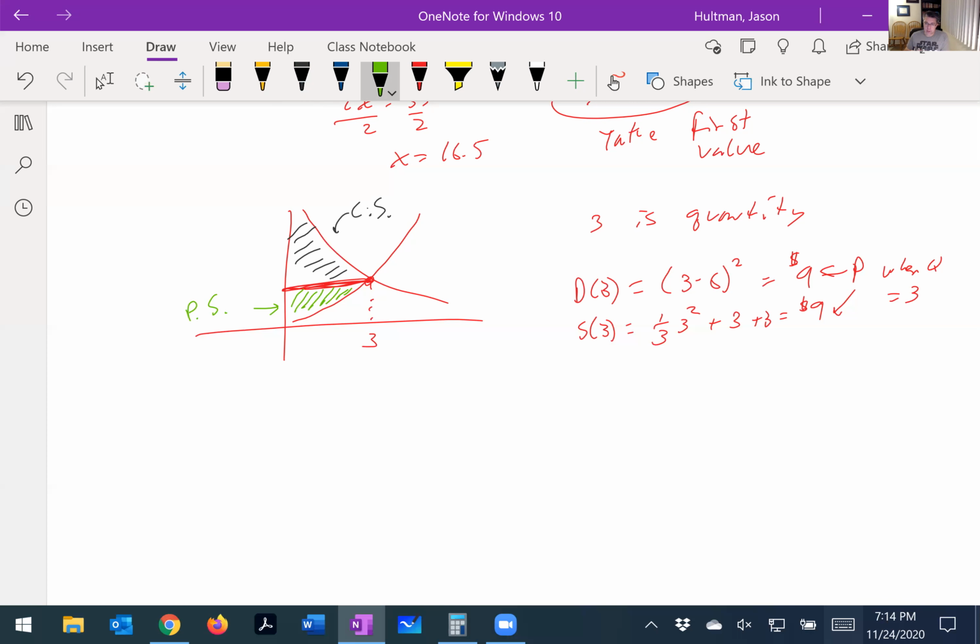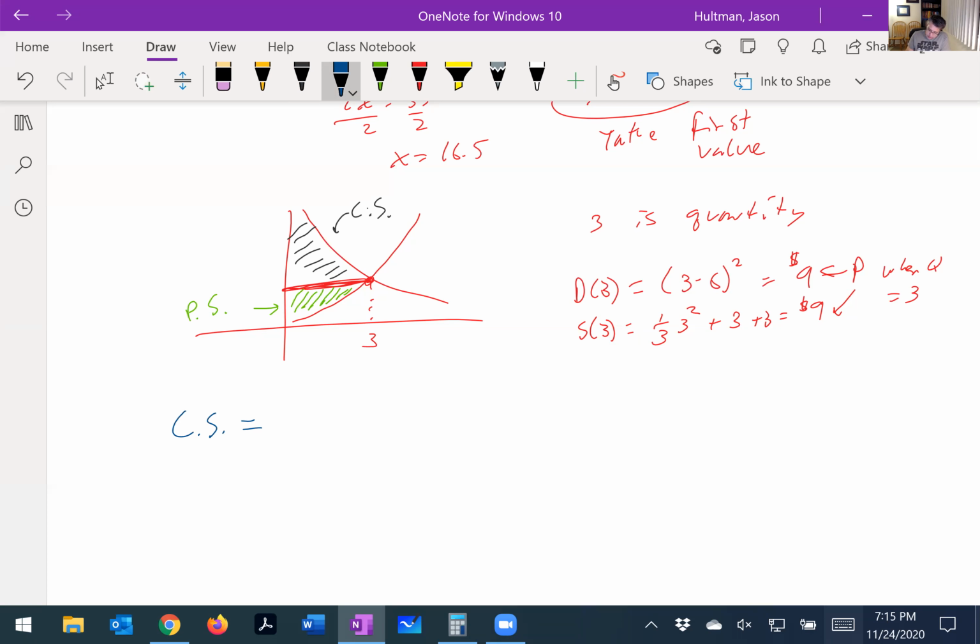And so the producer is making more, the consumer is paying less, but they're meeting right in the middle at the equilibrium point. That's the best deal based on the supply and demand curves. Okay, so let's calculate our consumer surplus.